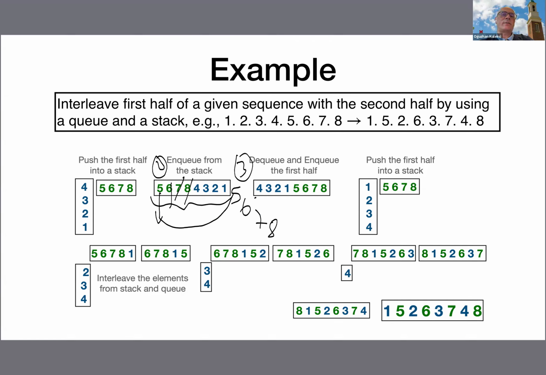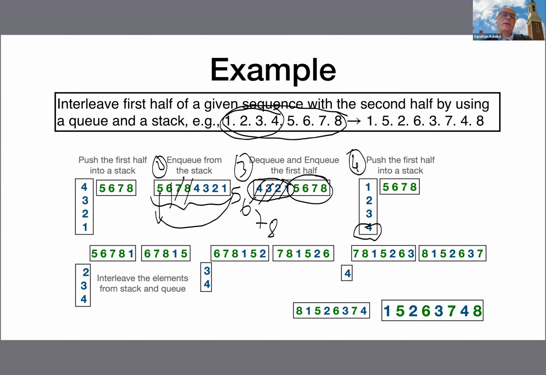At the end of the third step, compared to the initial input, what happened is you just reversed the first half, right? And then the second half, it is as is. You continue with the fourth step, push the first half into the stack. Now I'm pouring this back into the stack. Push 4, push 3, push 2, push 1. That is why 4 is at the bottom.